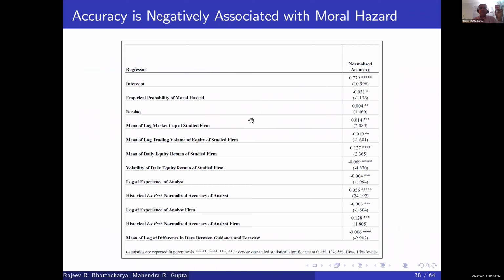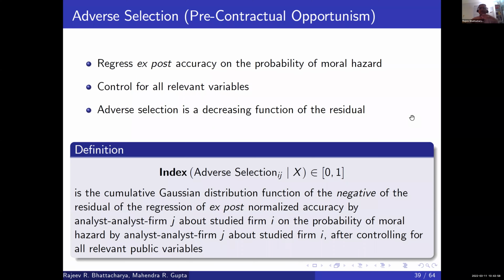accuracy. And then this is a kind of sniff test result that we find that accuracy is negatively related to moral hazard. Not particularly significant, but we don't need them to be significant. But we do need that negative relationship to hold, which then says, okay, now we have accuracy, we have moral hazard. Can we tease out adverse selection? How do we do that?